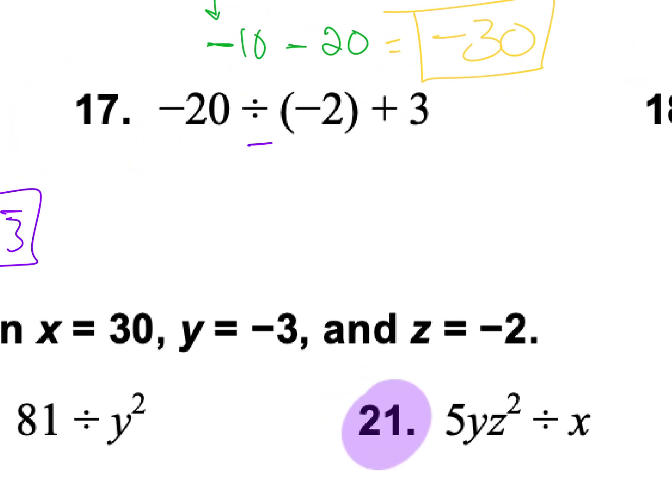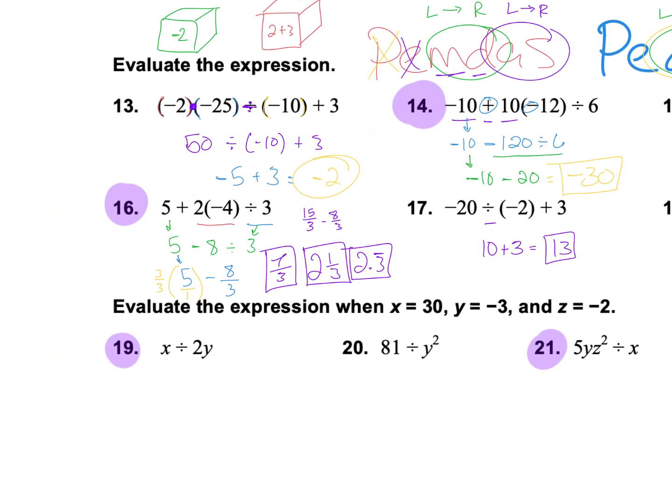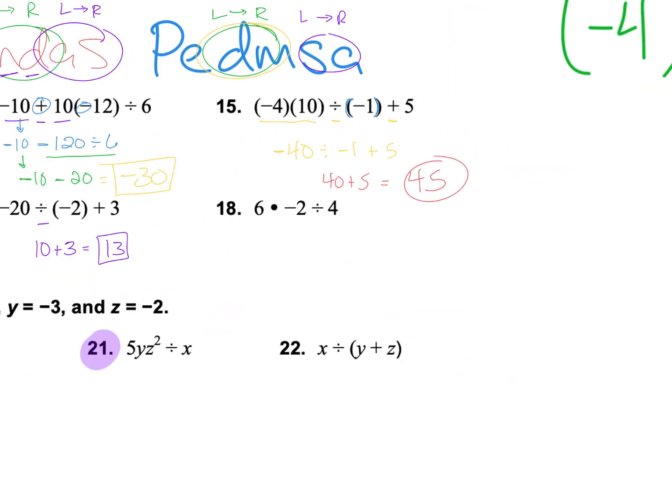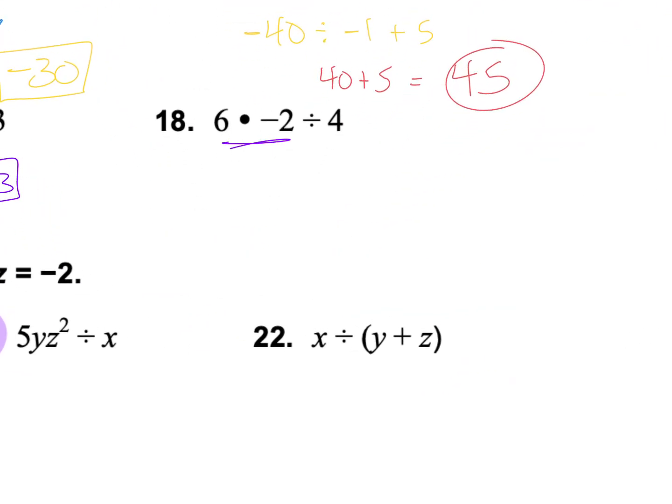17. We have division. Negative 20 divided by negative 2 is 10. Plus 3 is 13. You can see how much easier 17 was compared to 16. Anyway, 18, we have multiplication, then division. 6 times negative 2 is negative 12. Then divide that by 4, you get negative 3.